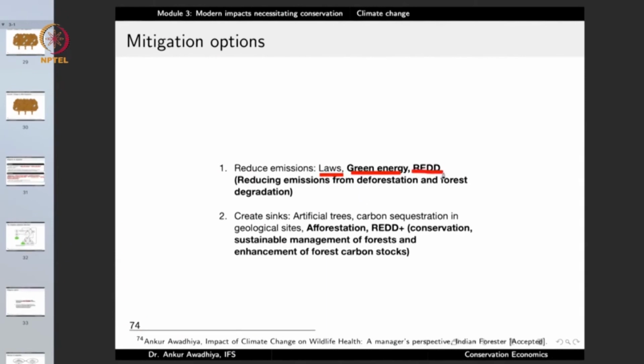Or REDD. REDD stands for Reducing Emissions from Deforestation and Forest Degradation, which means that wherever there is deforestation, that is, a forest is getting cut and is getting destroyed, or there is a degradation of forest, which means that we are shifting from a dense forest to a moderately dense forest to an open forest, probably to a no forest or a scrub forest. Now, when such a thing happens, we say that there is a forest degradation.